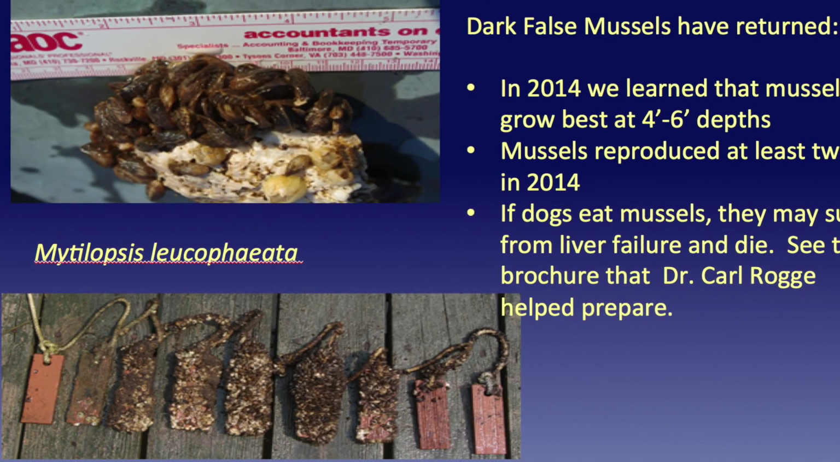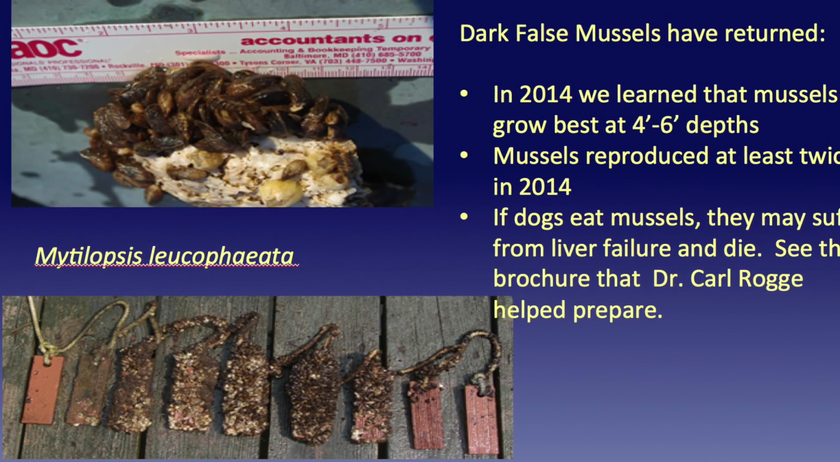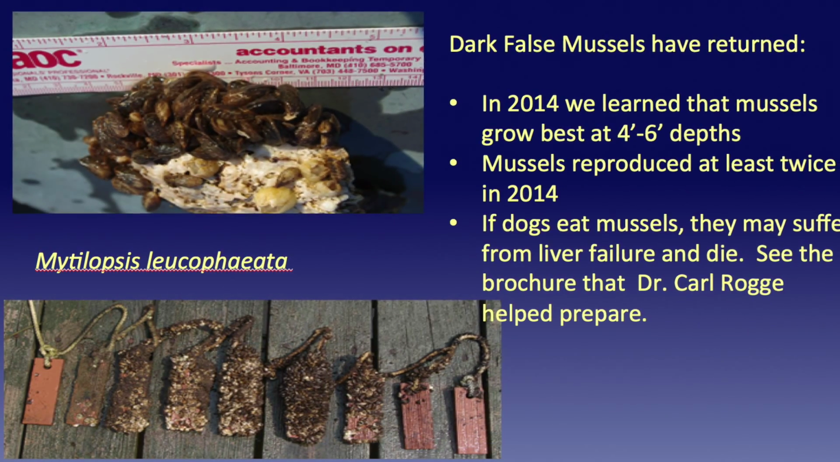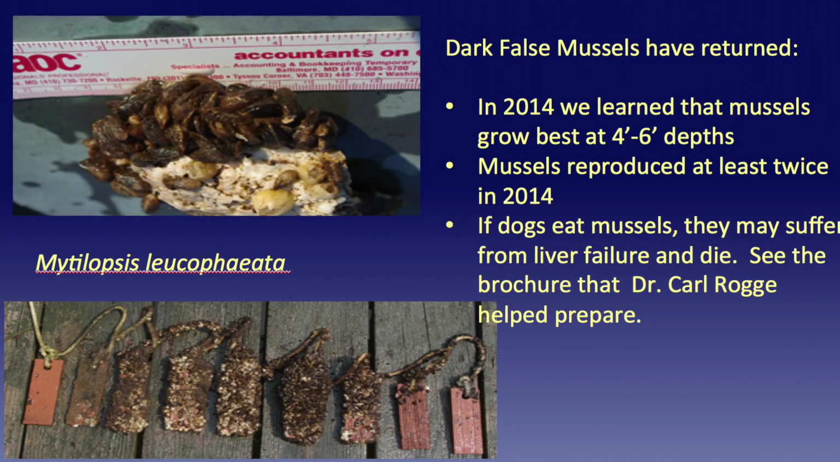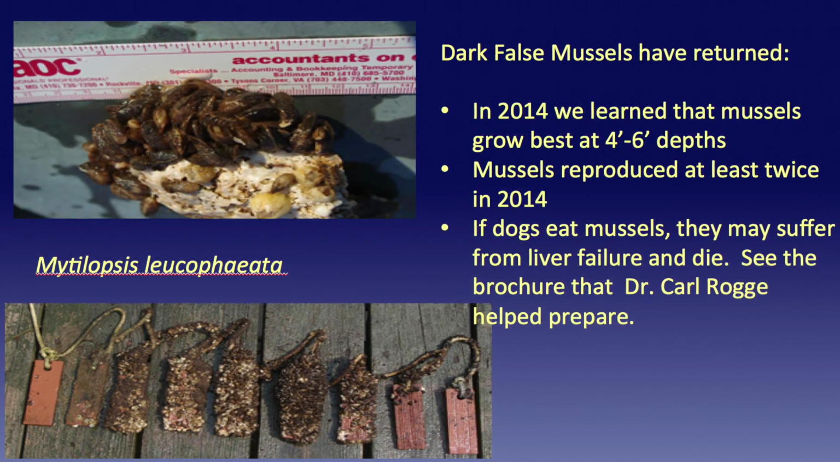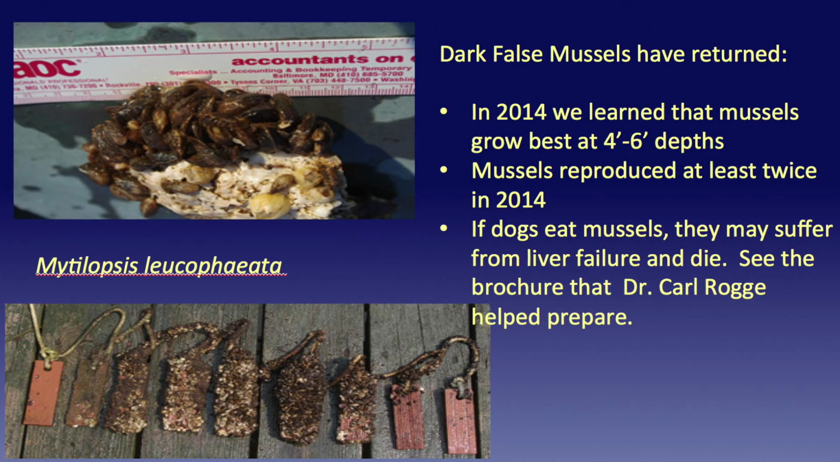We also learned that they reproduced at least twice in the course of 2014, between May and September. We had at least 2 generations and maybe even 3, depending on how you interpret the data. So that's how we got such a big biomass produced.